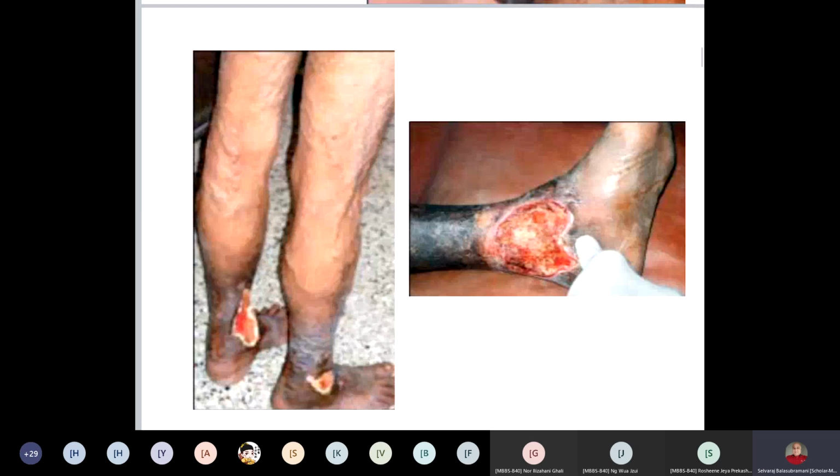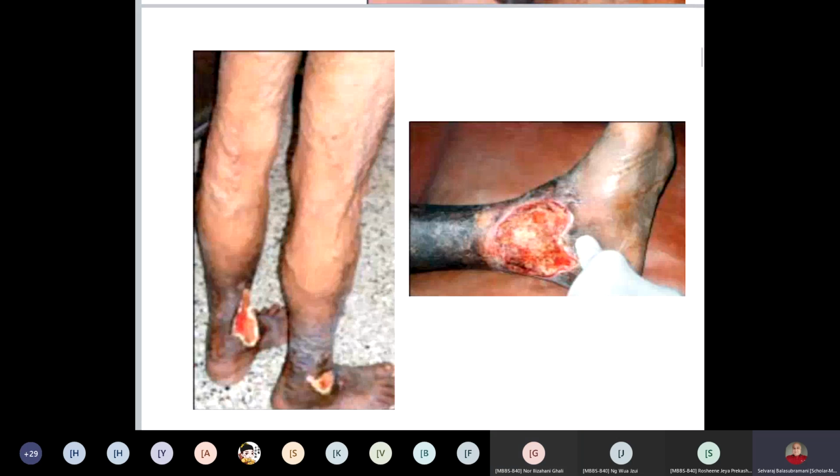What do you think this ulcer is? Diabetic foot ulcer? Totally wrong. What is this ulcer? Venous ulcer. Very good.